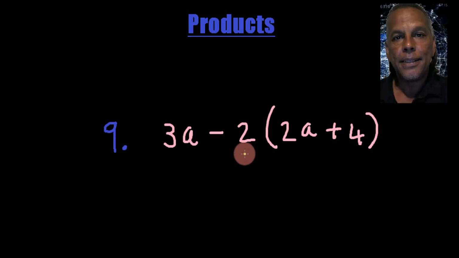What's important to note here is that we only multiply the number in front of the brackets with everything inside the brackets. So we'll only multiply the negative 2 into the brackets. This 3a here has nothing to do with the brackets. So we're going to multiply like this.